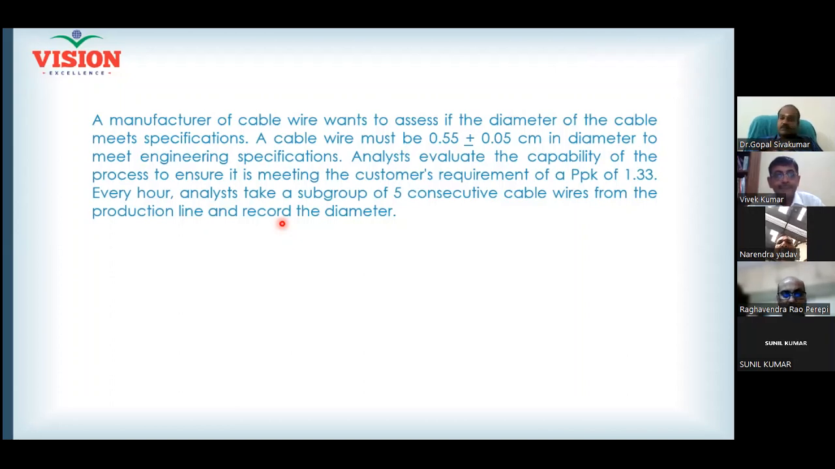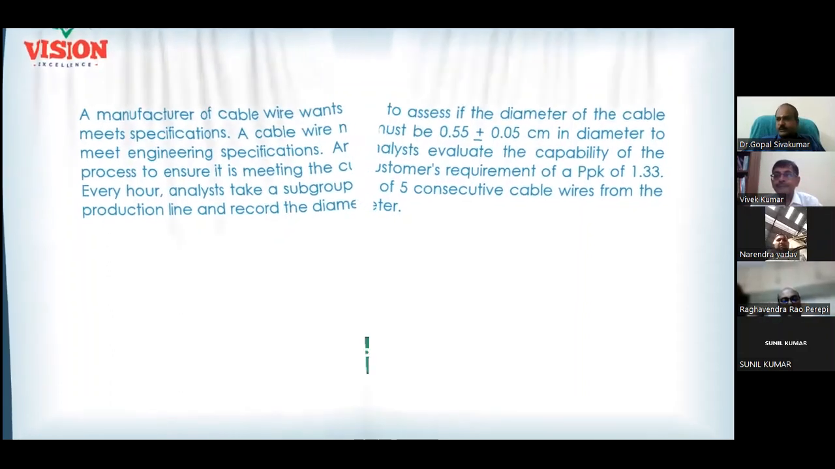And if the company knows the subject, definitely it will ask for the PPPK, not CPCPK. If your company is speaking CPCPK, you can understand they have a long way to go in terms of the capability analysis. So PPPK should be used frequently, because only that can give you the closer picture. So every hour analysts take a subgroup of 5 consecutive cables. That means subgroup size is 5. And record the diameter. Once the data is ready, you know how to deal with the data and calculate to get the CpCpk as well as the PPPK.